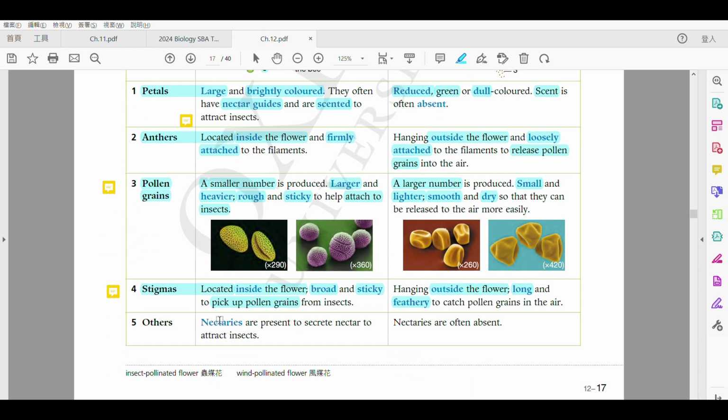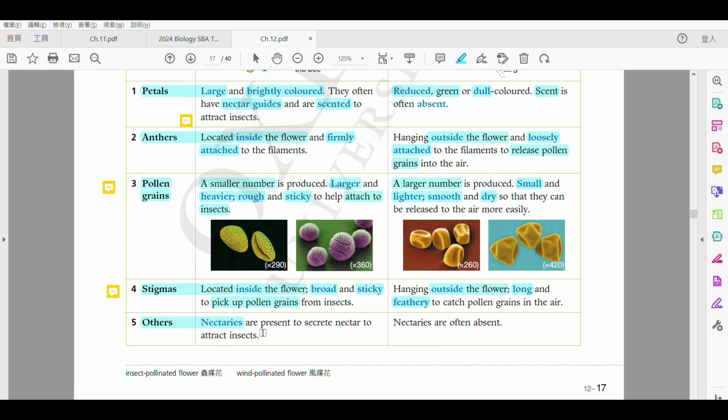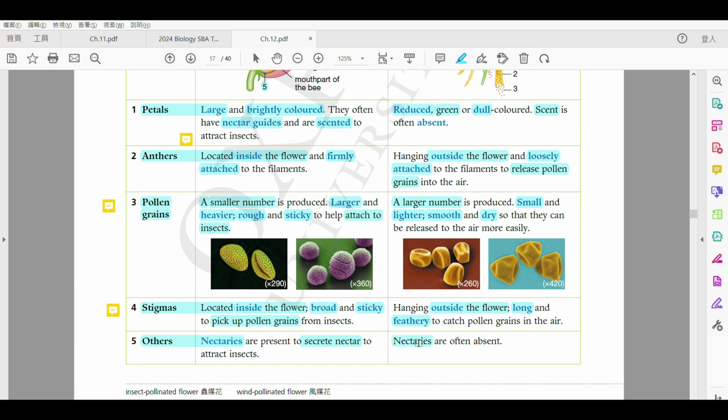Careful. So this one, we say that the insect pollinated flowers usually attract insects by nectar, right? They will usually have the nectaries to secrete nectar. But again, as I said, the wind pollinated flowers won't have nectaries because nectar will not attract the wind. So that's basically all about the comparison between insect pollinated flowers and wind pollinated flowers.